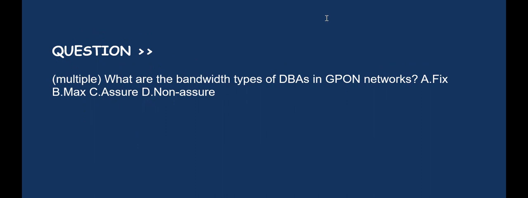The next question is, what are the bandwidth types of the DBA in GPON network? Option A, fix. Option B, max. Option C, assure. Option D, non-assure. The correct answers are option A, B and C.